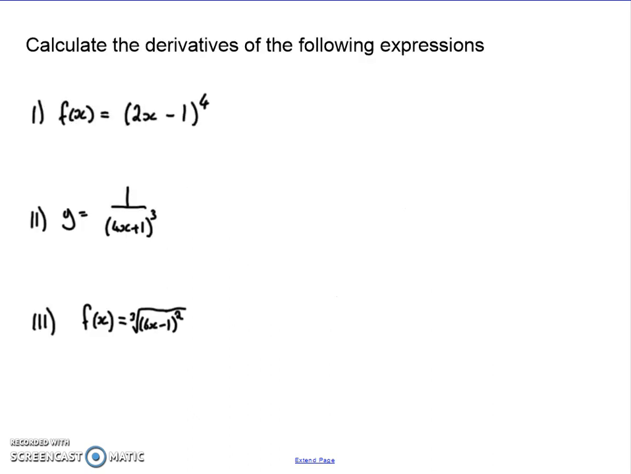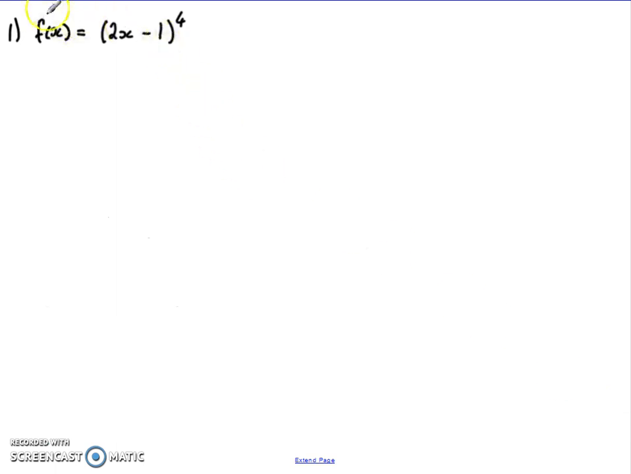Here you go, there's three of them. Calculate the derivative of each of the following expressions. First one was f of x is (2x - 1) to the power 4. Second one, y equals 1 over (4x + 1) cubed. And the third one was f of x equals the cube root of (6x - 1) squared. So here we go. The first one, f of x equals (2x - 1) to the power of 4.